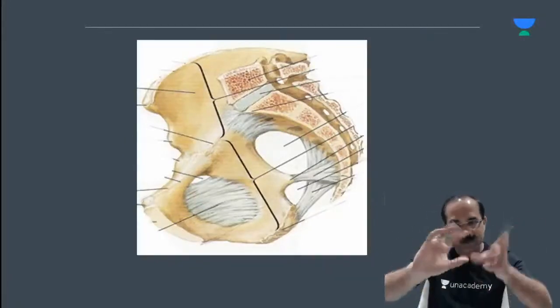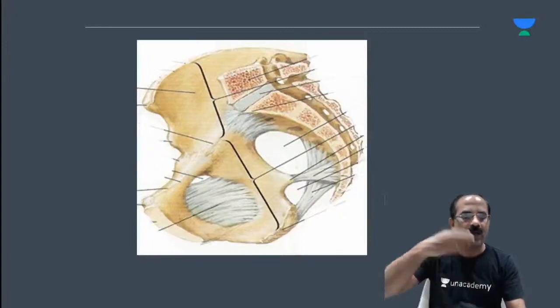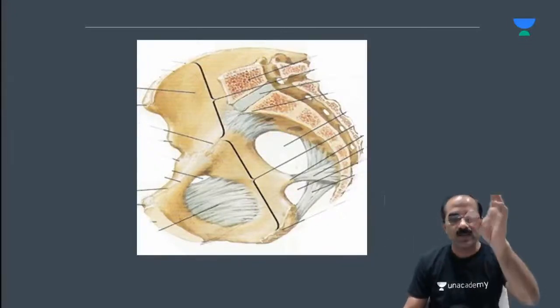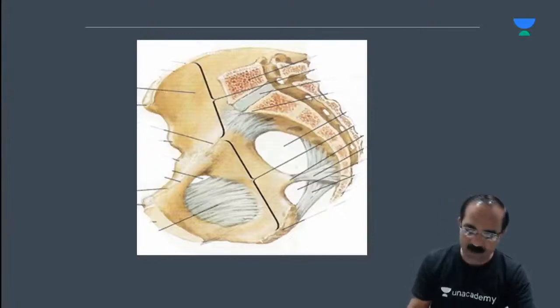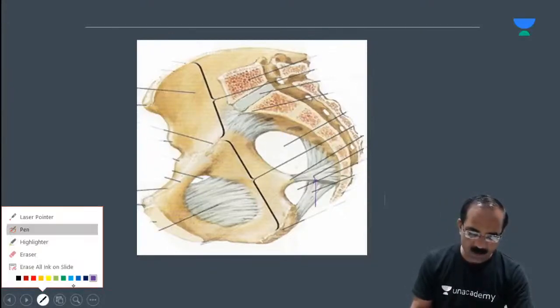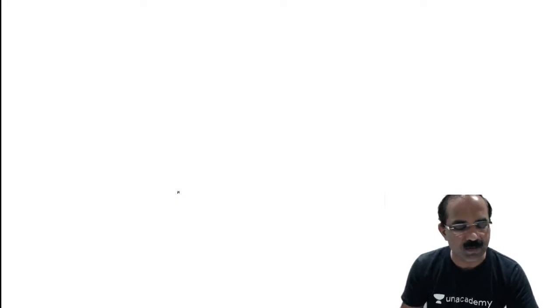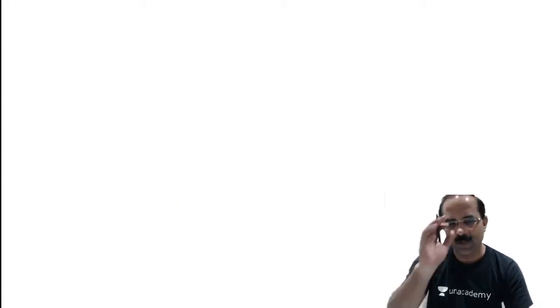The muscle got degenerated and the muscle now became a ligament. And this is what? The sacrospinous ligament. So sacrospinous ligament is a degenerated part of which muscle? Coccygeus muscle. Sacrospinous ligament is a degenerated part of coccygeus muscle. Another extremely important MCQ for you. I'll just jot this down for you.